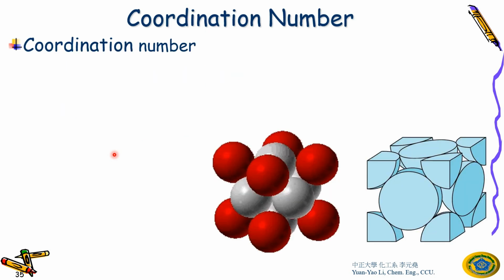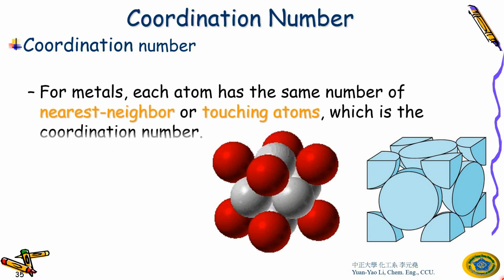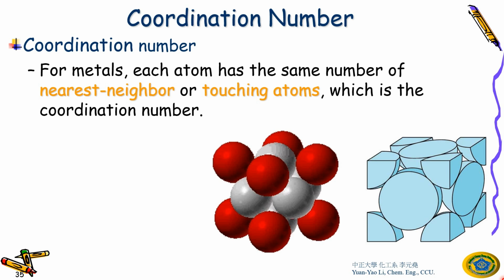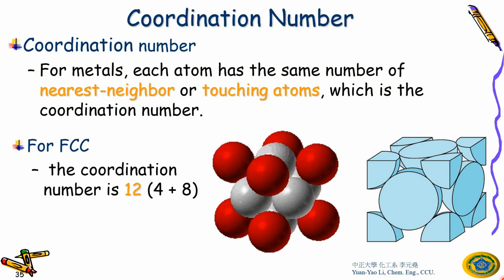Right. So please tell me the coordination number. This is a little bit, you need to use your imagination a little bit. Because for the metals, each atom has the same number of nearest neighbors that touch it, which is the coordination number, as I just told you. This is related to the energy, right? So for FCC, how many? The coordination number is 12.